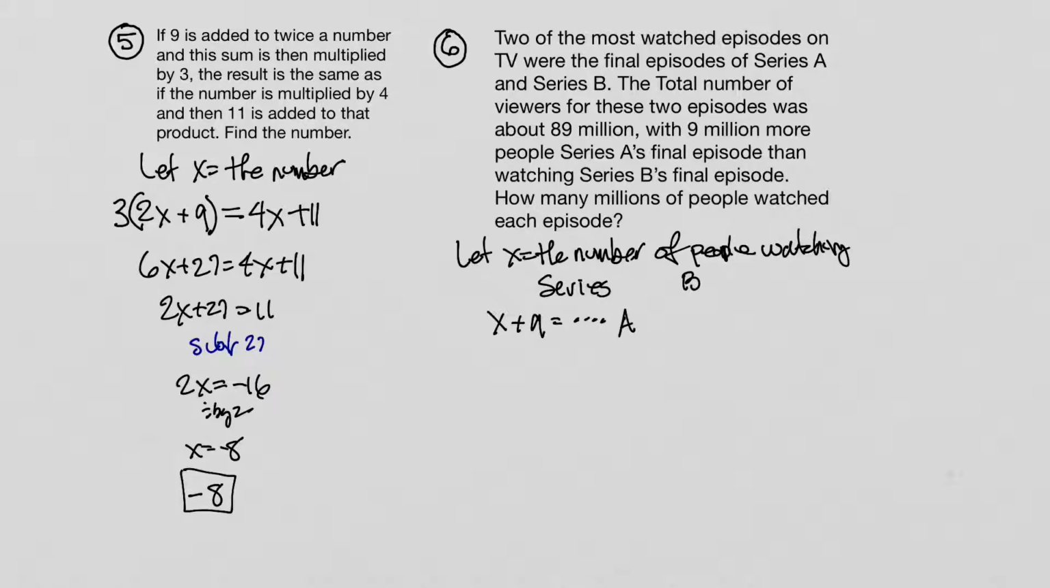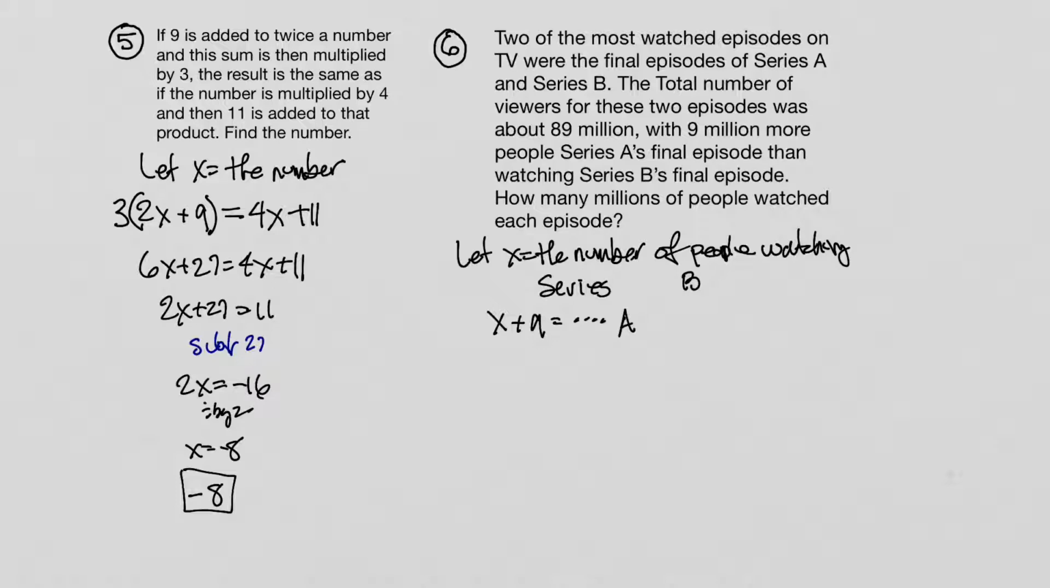Let's think about that. X is going to be the number who watch Series B. Now what do we know up here? It says 9 million more watched A than B. So things are given in terms of B. So if I start out with B and add 9 million to it, I'll get A. Now with that done, here's what we know. We know that the total of viewers for these 2 episodes was 89 million.